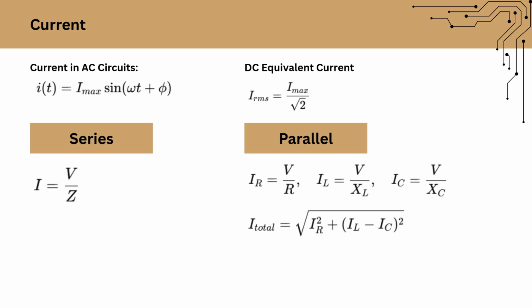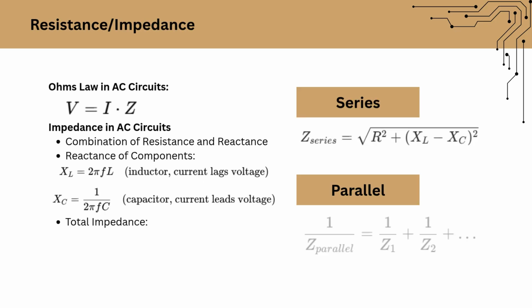In a series AC circuit, the total current is found by dividing the total voltage by the impedance. In a parallel AC circuit, the current through each branch is calculated by dividing the total voltage by the resistance or reactance of that branch. Finally, the special formula shown below is used to calculate the total current.